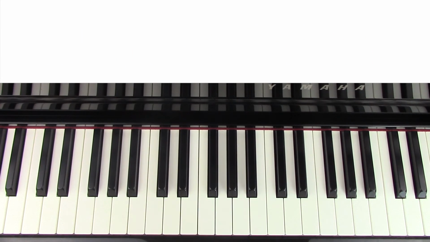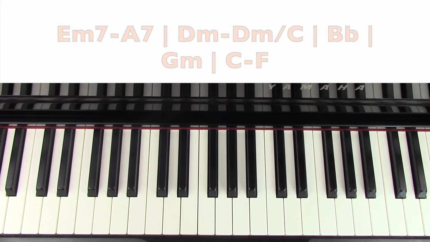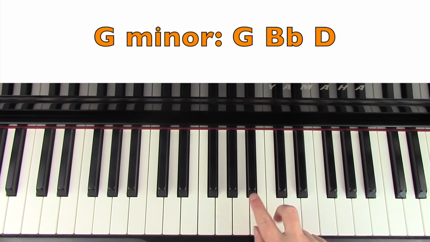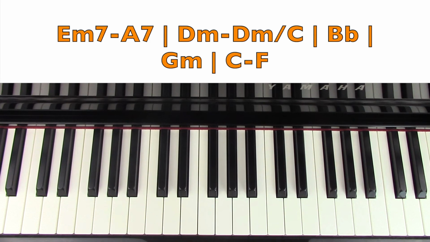The next section we're going to look at is the chorus. It starts with the E minor 7, which we've already looked at, and then the A7, which we already know, and then the D minor over C, and then B flat major, and then we have a G minor. A G minor is a G, B flat, and a D, and then it's C and F. I'm going to slowly play the chorus for you, and the chord progression is on the screen now.